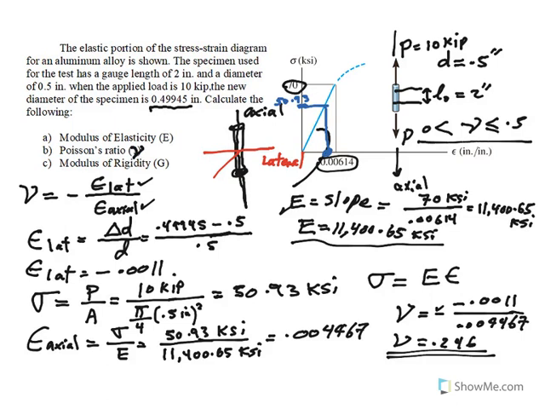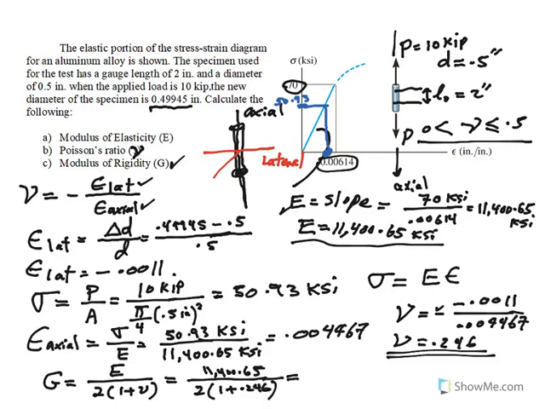Okay, the last thing we have to find is G. There is a relation between G, E, and nu. It turns out that if you have E and nu, the formula you use is G equals E divided by 2 times (1 plus nu). So if you use that equation, take 11,400.65 and divide it by 2 times (1 plus 0.246), which I just calculated for Poisson's ratio. This comes out to be about 4,574.9 KSI, and that would be the modulus of rigidity.